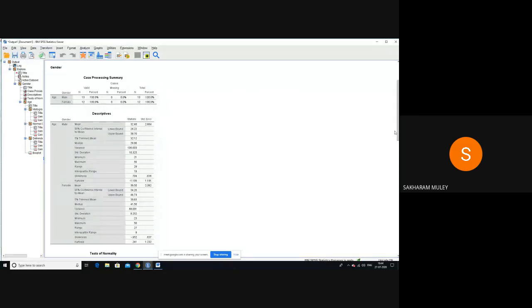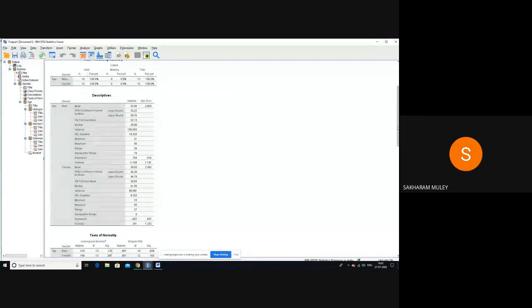The next one is the descriptive statistics, which gives you information on mean, median, mode, variance, and all possible descriptive statistics with a 95% confidence interval for mean, different for male and different for female. So in total, 13 male are taken for analysis and 12 female. Okay. Now, where is my test?